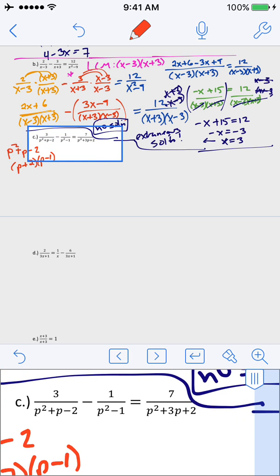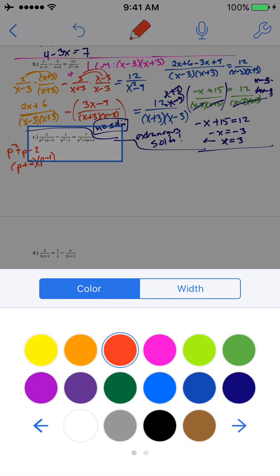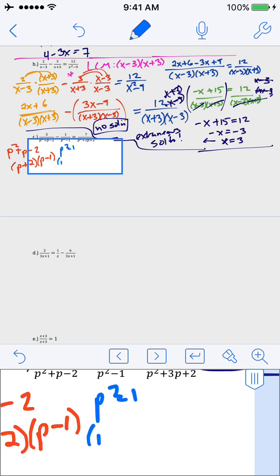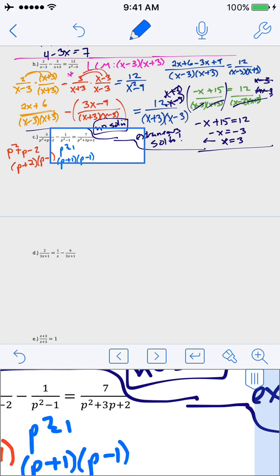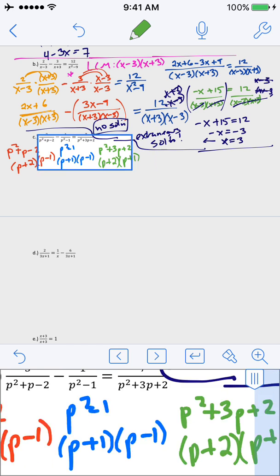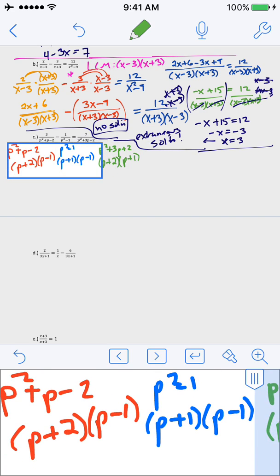Second one, p squared minus 1, that's a special case. So I end up with p plus 1, p minus 1. And then the last one, p squared plus 3p plus 2, two things that multiply to 2 and add to 3: p plus 2 and p plus 1. Again, if any of those were ambiguous to you, you need to go back to 6.2 and 6.3, look up factoring trinomials and special cases, then it'll make more sense.